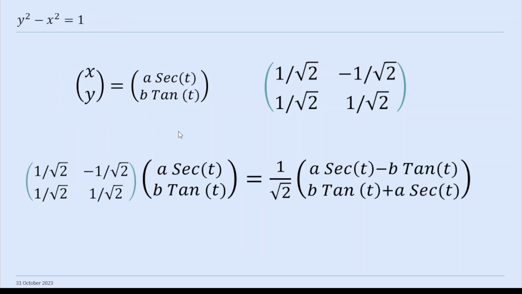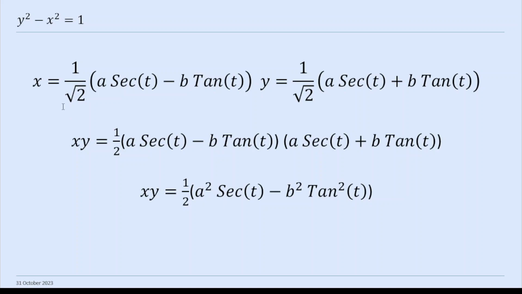Anyway, if you multiply this matrix by this lot, what you get is, you take 1 over root 2 out because 1 over root 2 is everywhere. So this is just the matrix 1, minus 1, 1, 1. A sec t minus b tan t is on the top because you multiply that by that and then that by that. Then on the bottom you've got a sec t plus b tan t. You've got 1 over root 2 as a factor for all of it.